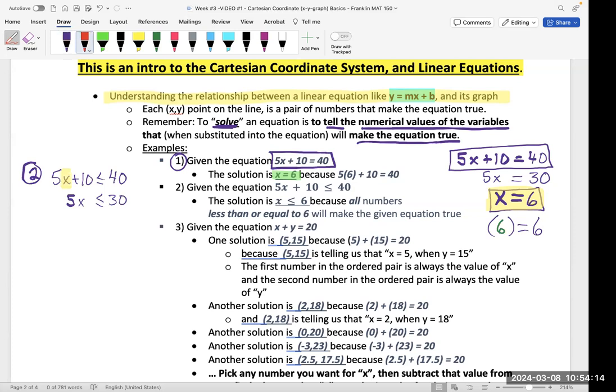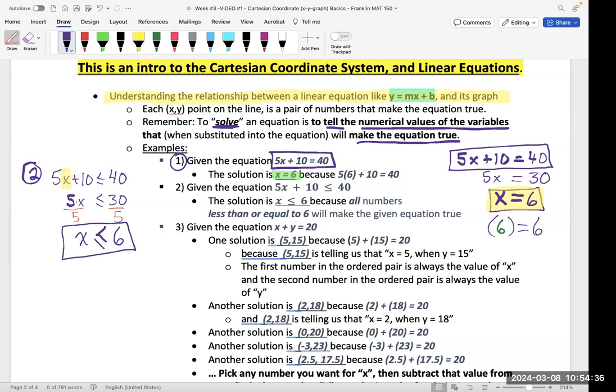Now, when we divide by our 5, we have an inequality. We are multiplying or dividing, so we ask ourselves if we flip the direction of the inequality, and the answer is no, because what we did to both sides of the inequality was to divide by a positive 5.